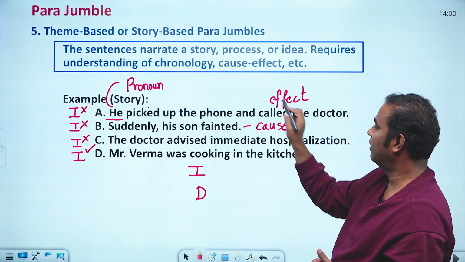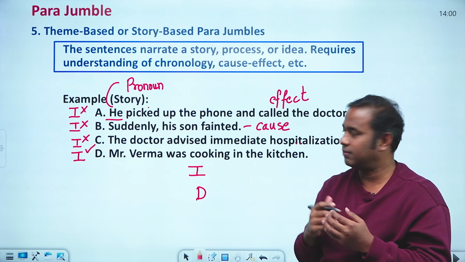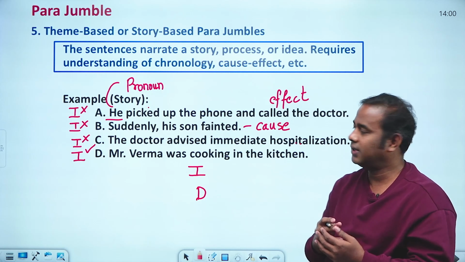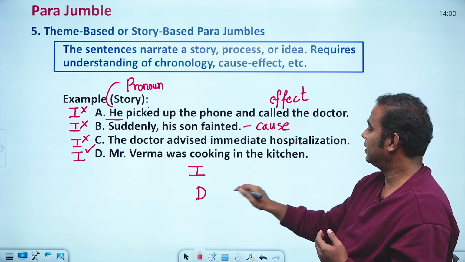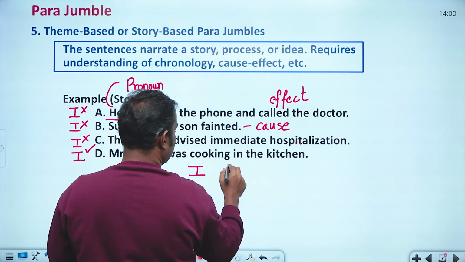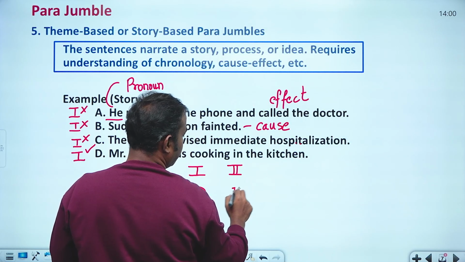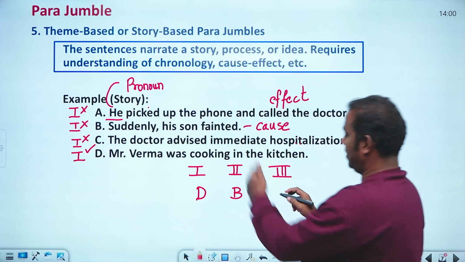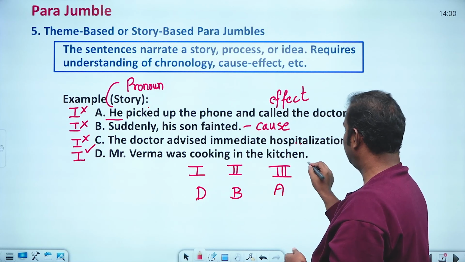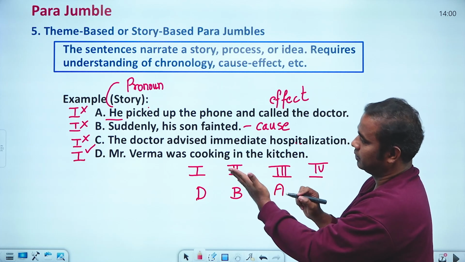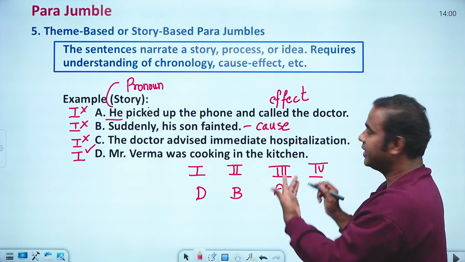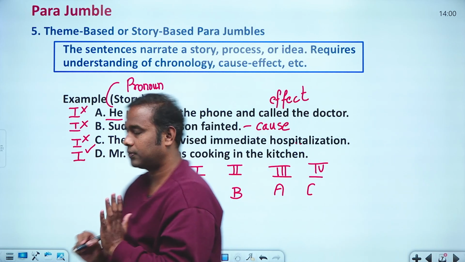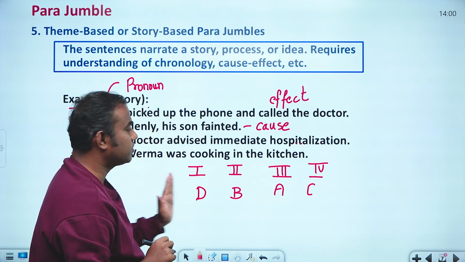That's the reason why he phoned. If his son didn't faint, he wouldn't call the doctor. So suddenly his son fainted. The second will be B, and the third is obviously A. So D, B, then A. Then the fourth one will be 'The doctor advised immediate hospitalization', which is C. This is the only possible way.